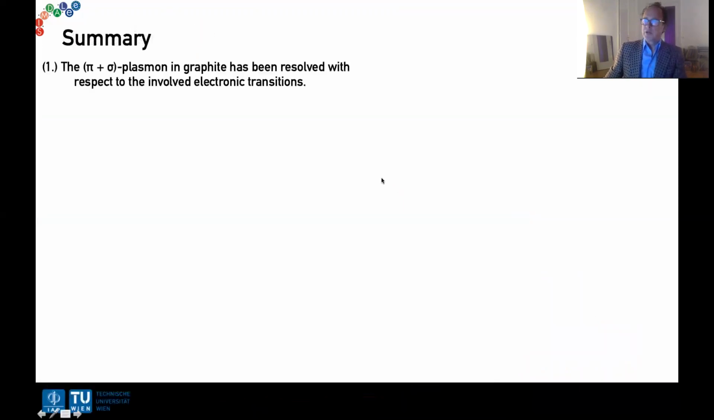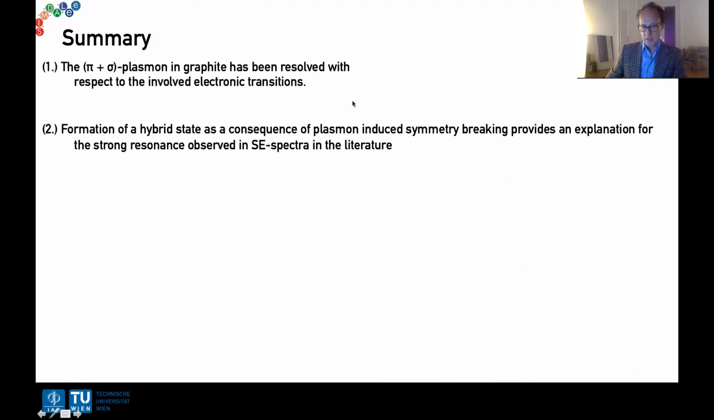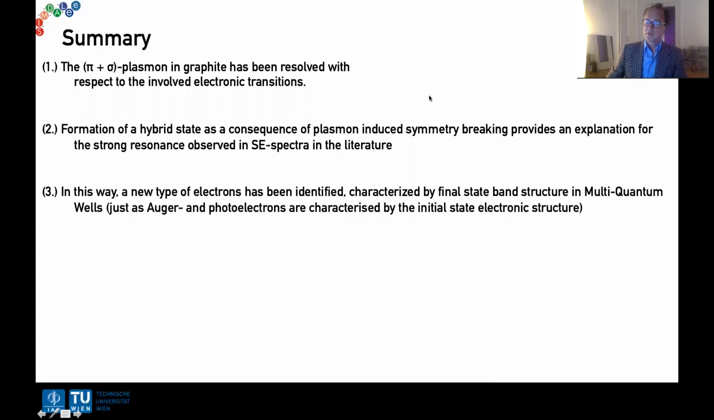So with this, I would like to conclude. We have resolved the pi plus sigma plasmon in graphite with respect to the involved electronic transitions. And this leads to the formation of a hybrid state as a consequence of the plasmon-induced symmetry breaking, which provides an explanation for the strong resonance observed in the secondary electron spectra for 50 years. So we have identified a new type of electrons, which is characterized not by the initial state electronic structures, such as photoelectrons or Auger electrons, but by the final state band structures in multi-quantum wells.